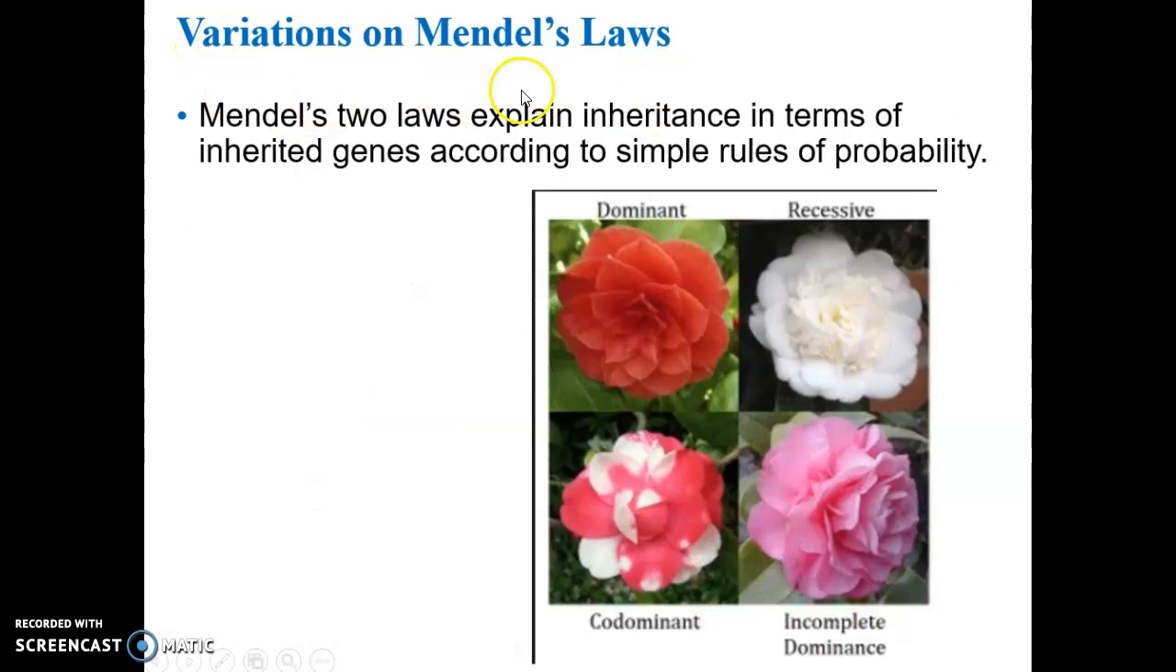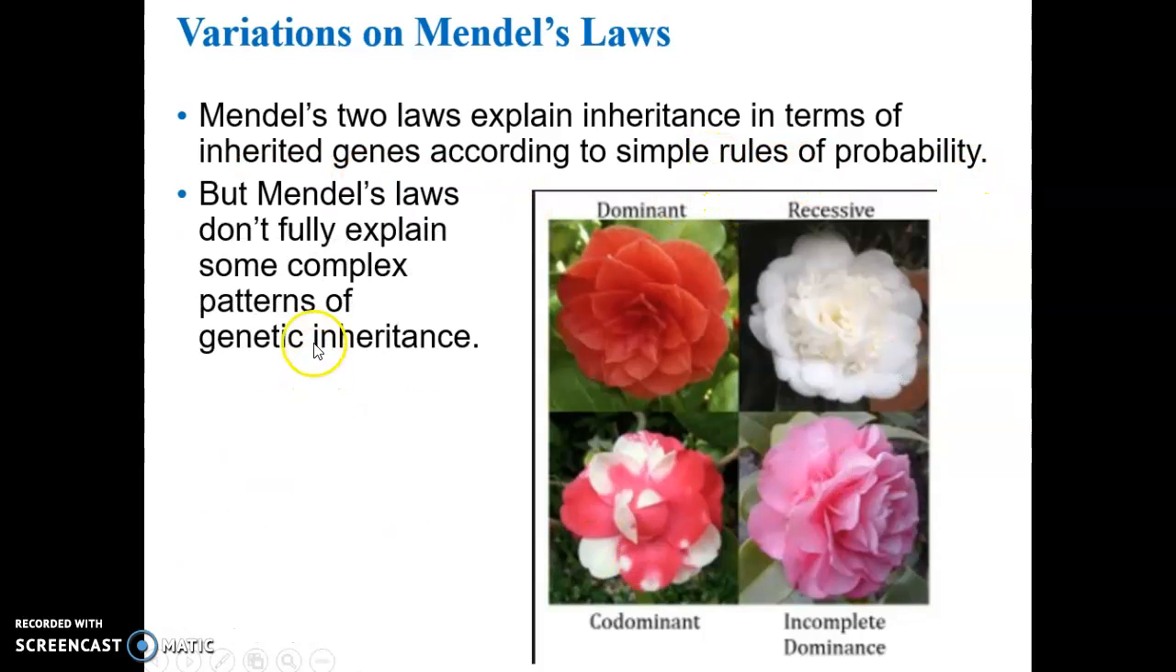Okay, so there are some variations to Mendel's laws. Mendel's two laws explain inheritance in terms of inherited genes according to some very simple rules of probability. But Mendel's laws don't fully explain some of the complex patterns of genetic inheritance that we see in nature. For example, color. It's not always just a red and white flower. Sometimes there's a pink flower, and sometimes there's a flower that's kind of red and pink at the same time. So this isn't explained by simple dominant recessiveness of those alleles. There's other stuff going on.